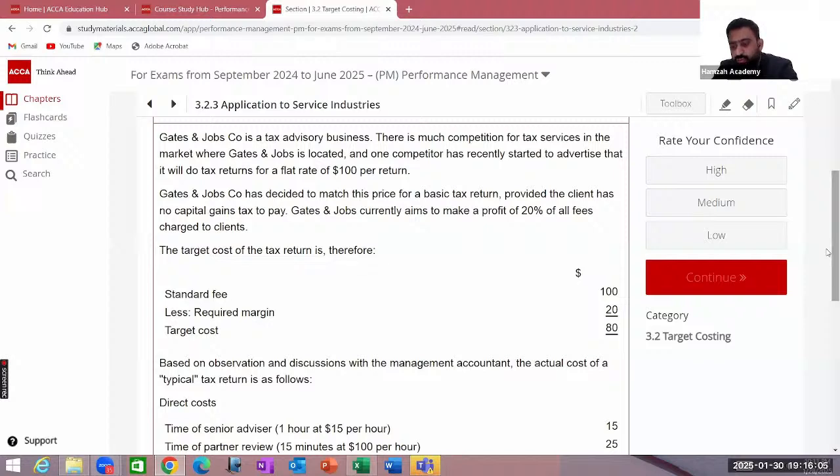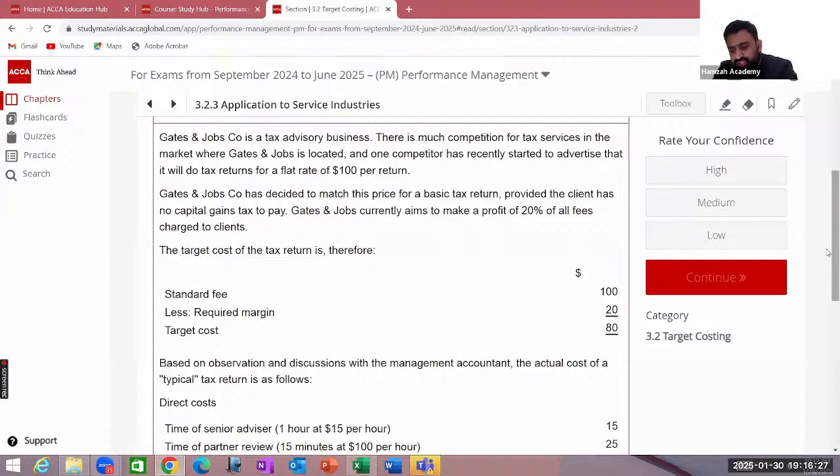Gates and Jobs currently aims to make a profit of 20% on all fees charged to a client. The target cost of the tax return is therefore, the price would be 100 because the market is competitive, and you want to earn a margin of 20, so you have to deliver the service at the cost of $80.